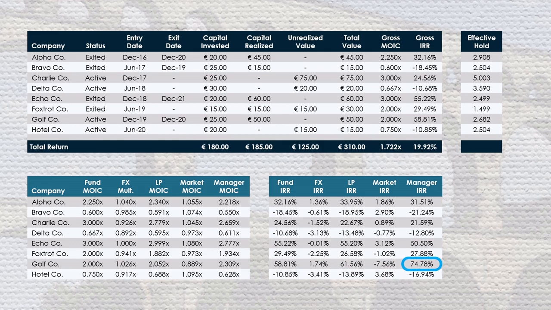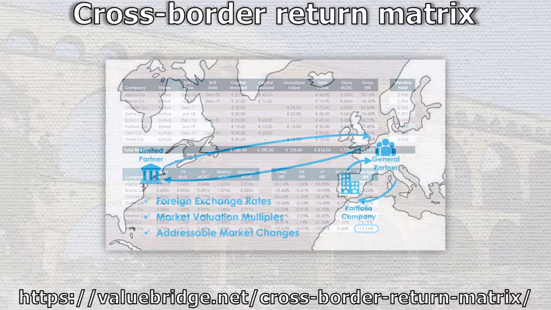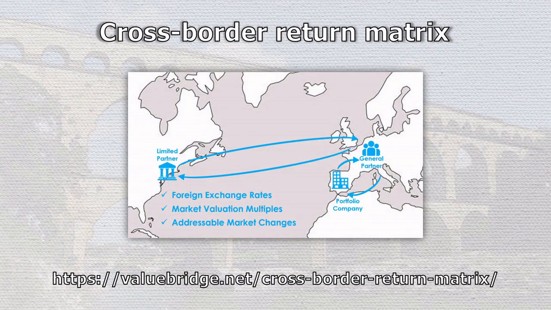Right below this is Hotelco, which so far has lost about minus 11% per annum in the fund's currency. A strengthening dollar means that the LP is actually losing about 14% per annum in USD. And when you factor in improving valuation multiples and addressable market growth, the manager-driven loss is even worse, about minus 17% per year. So that is how you could use a market return matrix to quickly evaluate an entire portfolio of deals. I hope that you found this helpful.